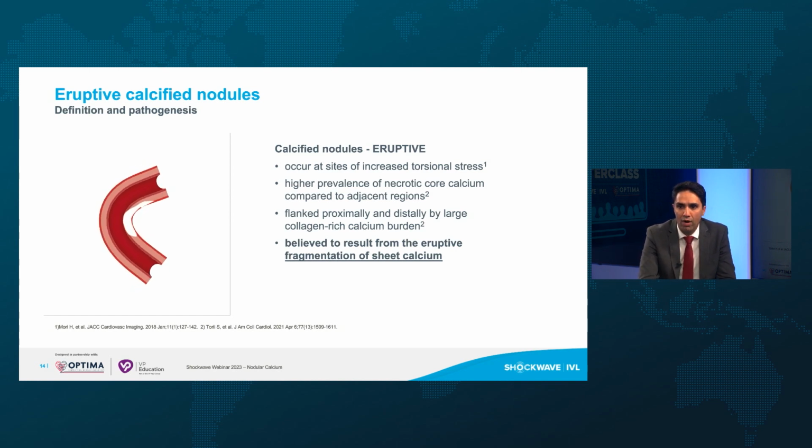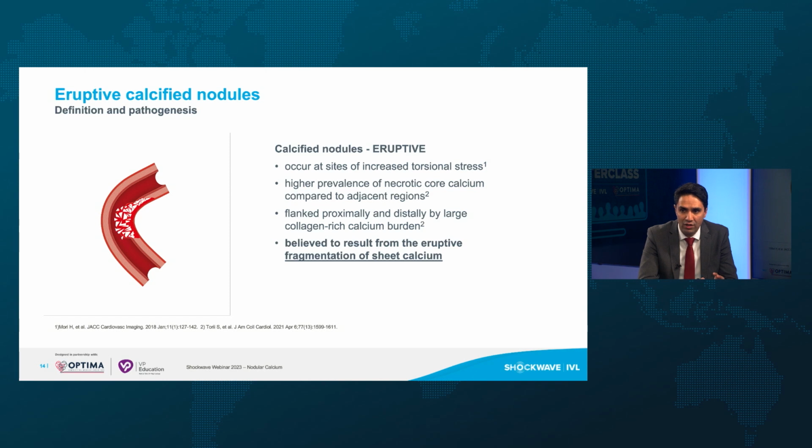So let's talk about eruptive calcified nodules first. What you're seeing here is a large sheet of calcium that's in an area with accentuation between systole and diastole where the calcium sheet actually breaks. As that calcium sheet breaks, it will actually protrude into the lumen and become thrombogenic. At the same time, the calcium fragments that are within the wall create an intraplaque hemorrhage, and as that intraplaque hemorrhage grows, it actually leads to a stenosis.